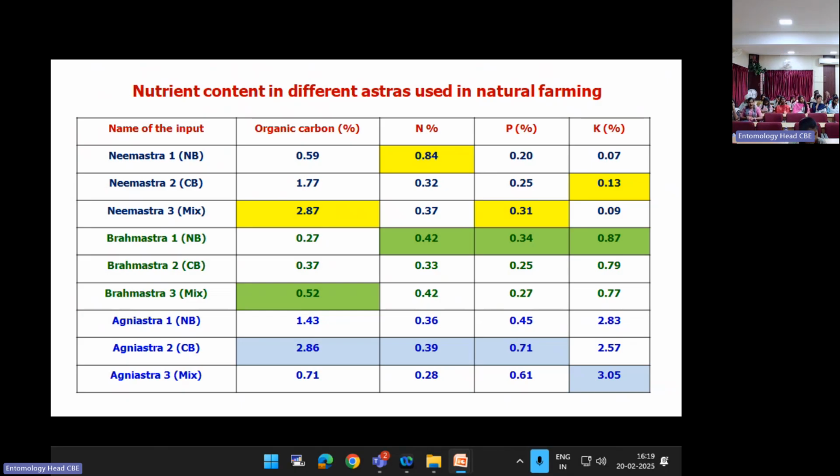This is the nutrient status. With regard to Nemastra, the organic carbon content was maximum in the mix, that is Nemastra 3, whereas N was maximum in N1, phosphorus was maximum in Nemastra 3, and K in Nemastra 2. What does it mean? It shows that the cow dung and cow urine of Desi cow or crossbreed doesn't influence the nutrient status much. When we talk about the astras, we can say the efficacy is not within the formulations.